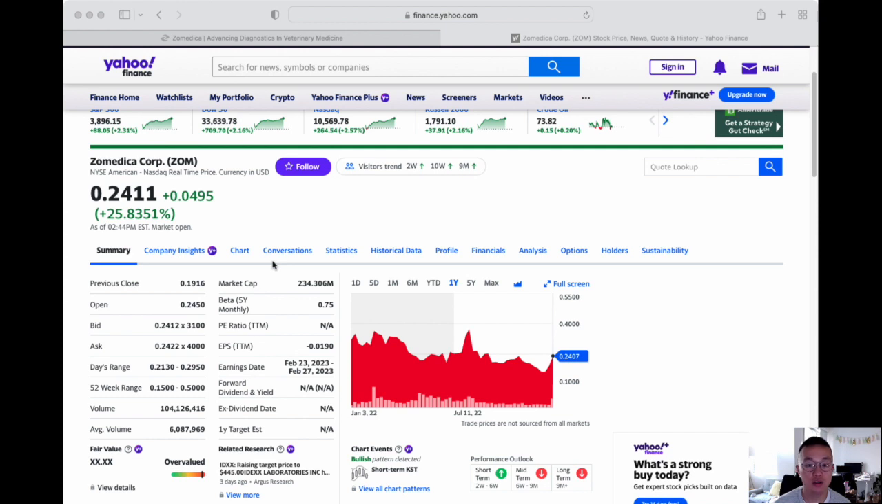Now, its previous close was 19 cents, right? So the question is, on Monday, will it be able to hold ground? That's very difficult for us to say. I'll just say that continue to monitor, right?